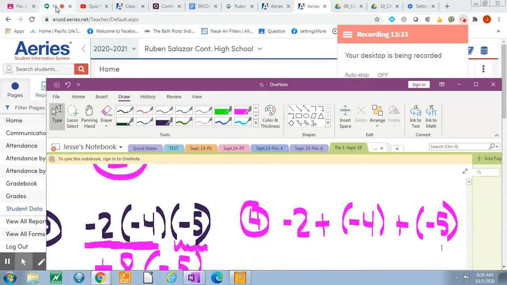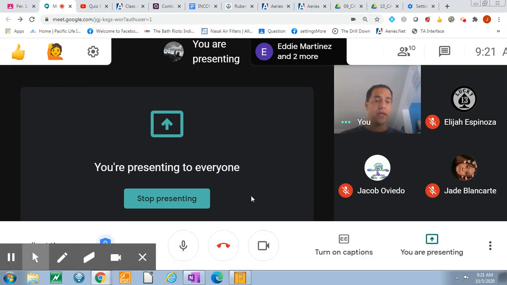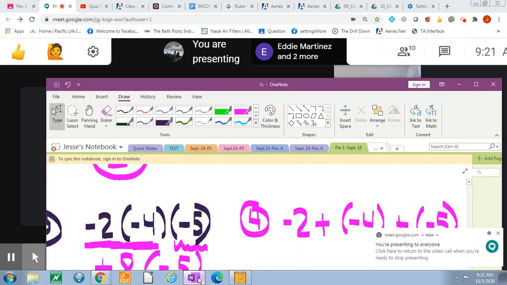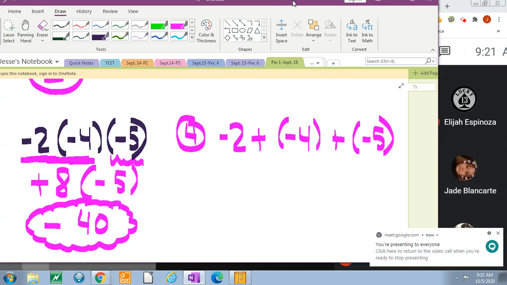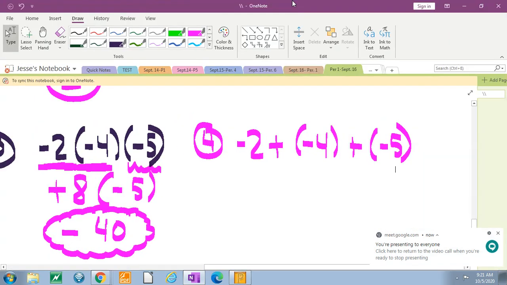Let's see. Let me call on someone. Let's see. Jade, what did I do differently? Where you separated -4, you put a plus. Very good. So what I did is I separated the constants with the plus. Now, is that multiplication? No, no, no, no, right? This is multiplication. So here I have plus. Do I have a negative negative? No, I have -2 plus -4 plus -5.